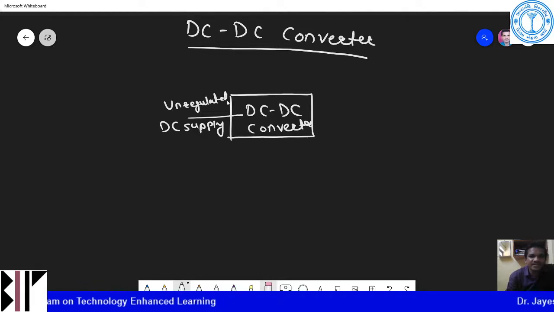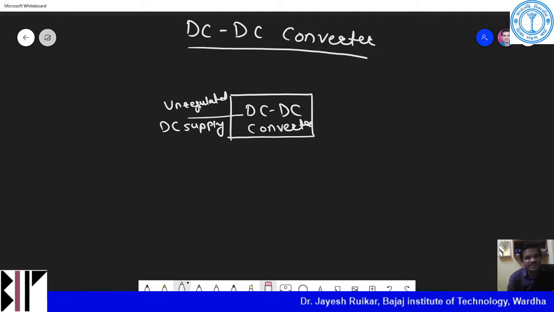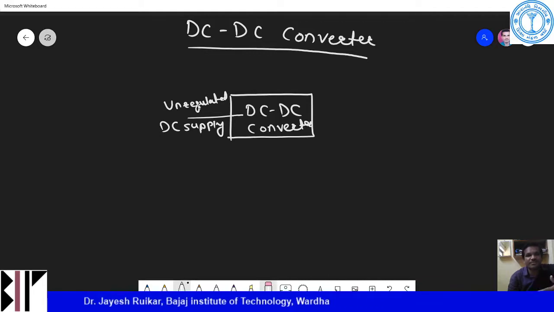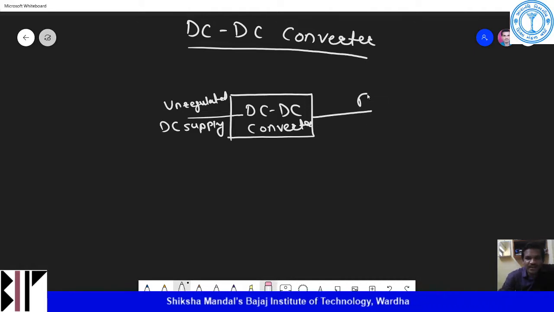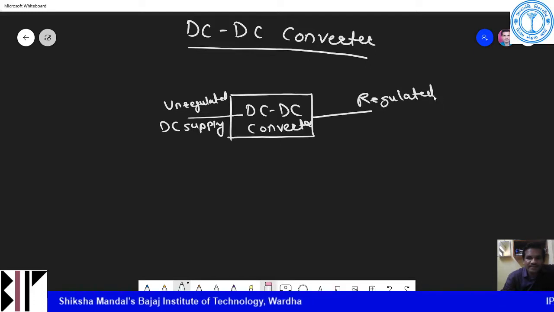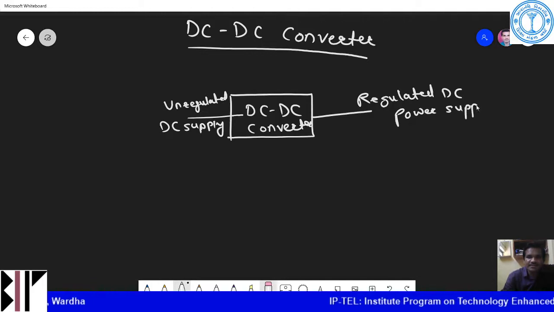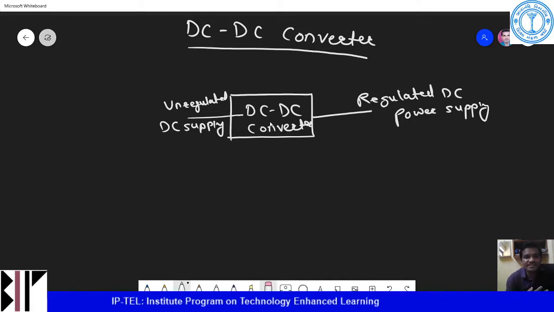Likewise, we have seen rectifiers. A rectifier converts your AC into DC. But if you see the output waveform, it is not a proper, regulated one. So this unregulated DC supply is given as input to your DC to DC converter, and at the output of this converter we will get a regulated DC power supply. So why is this DC DC converter required? In order to get a regulated DC output voltage.